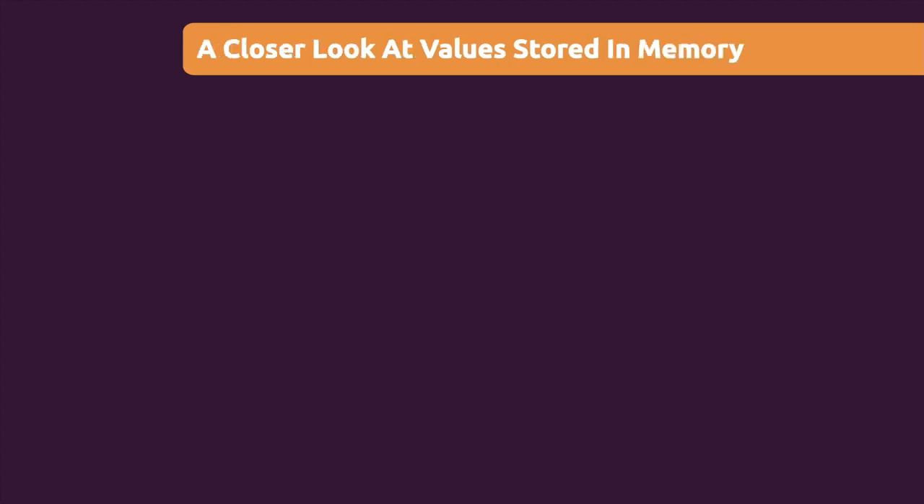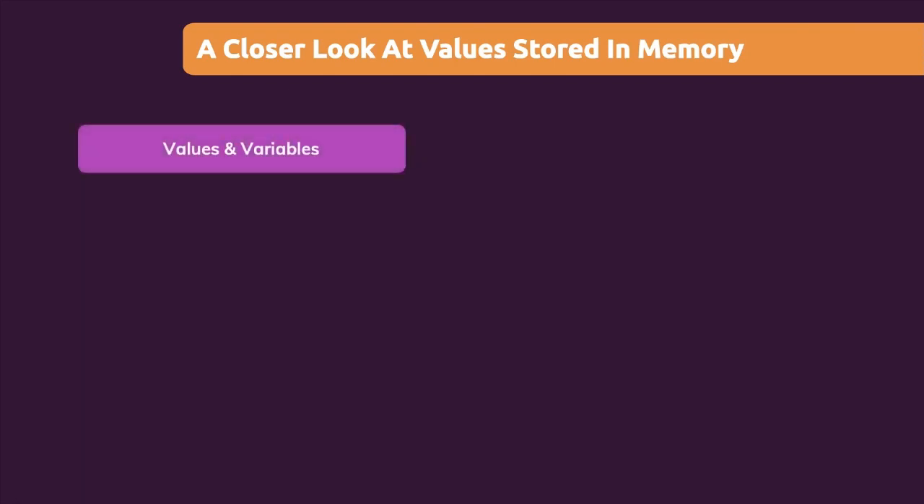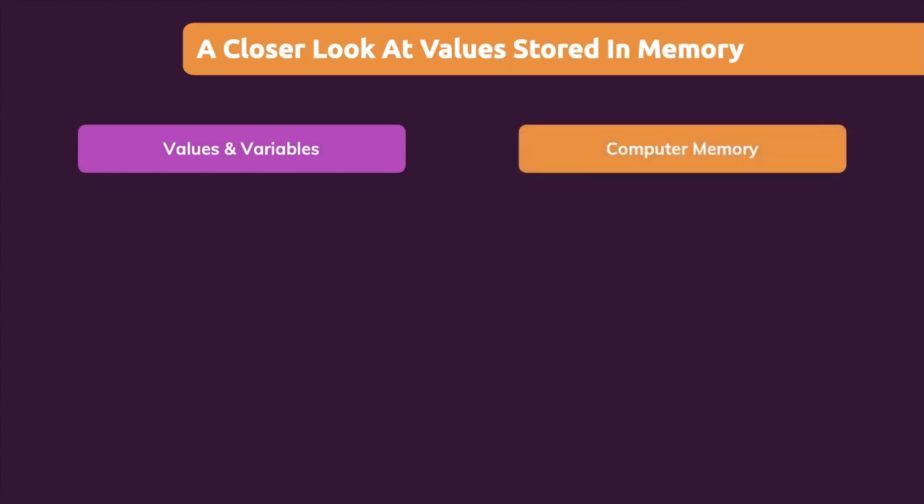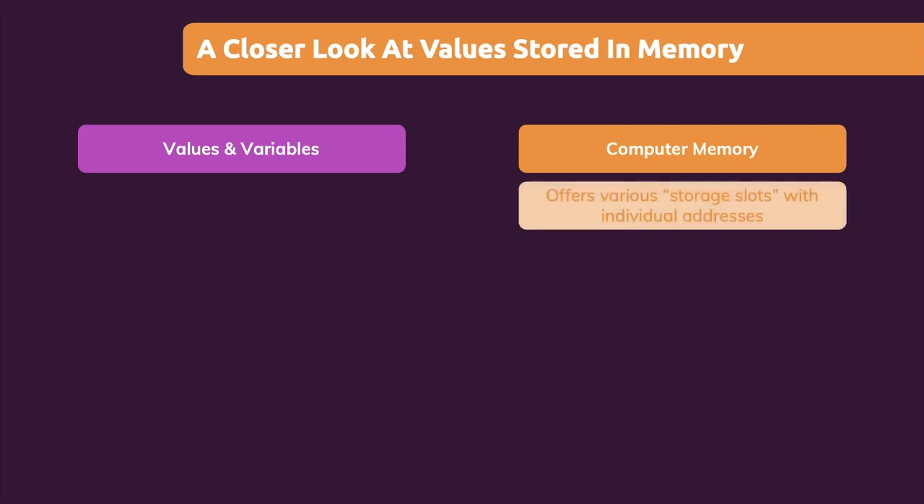And for that, to move a bit closer towards understanding pointers, let's take a closer look at what storing in memory actually means. How are values stored in memory? For this, we have two sides. We have our values and possibly the variables that hold those values, and then we have that computer memory. Now you can think of that computer memory as a big space with different storage slots, which each have addresses.